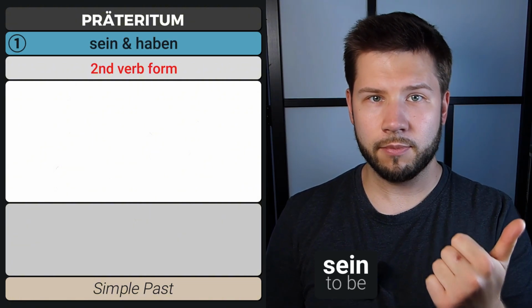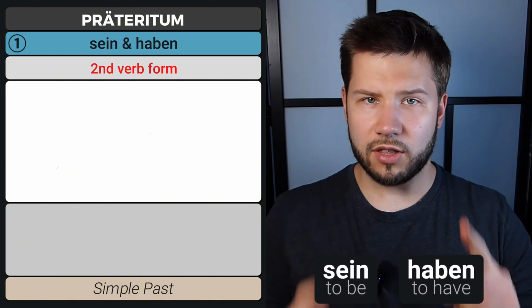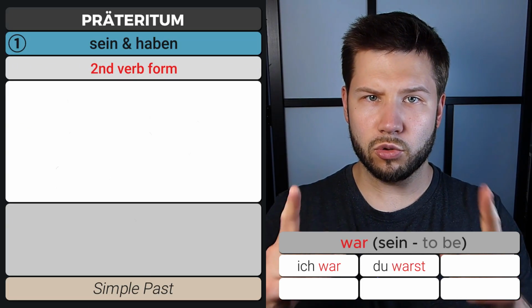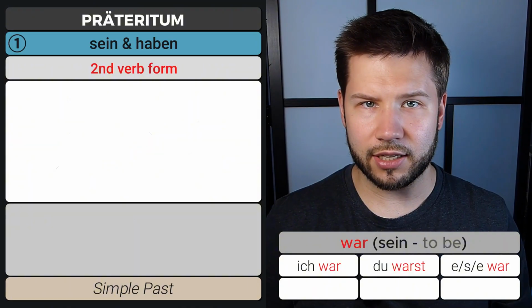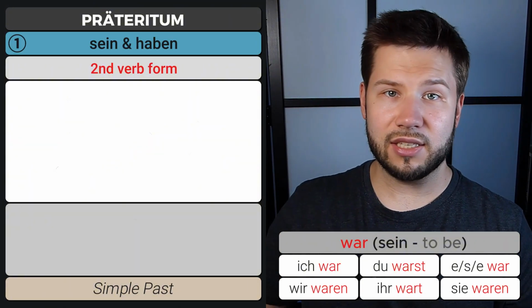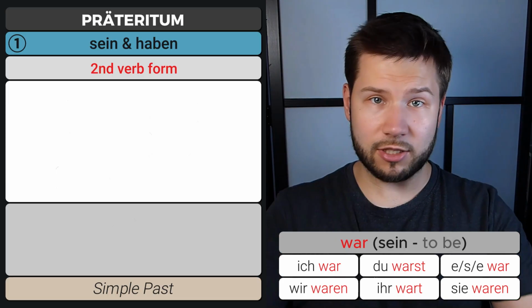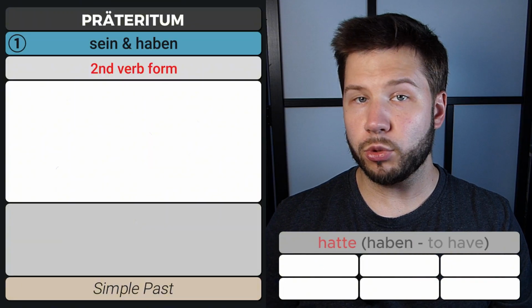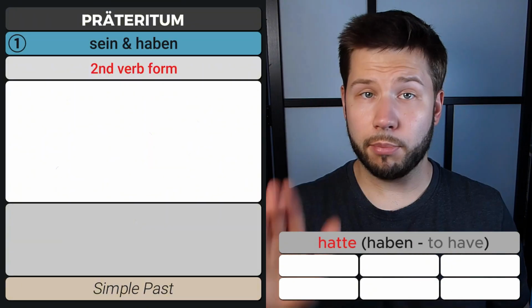Sein, to be, and haben, to have. The Präteritum form of sein is war. Ich war, du warst, sie es war, remember no t here. Wir waren, ihr wart, sie waren. As you can see, it's pretty straightforward. Now you can give it a try and conjugate the past form of haben, which is hatte, had. Pause the video now.